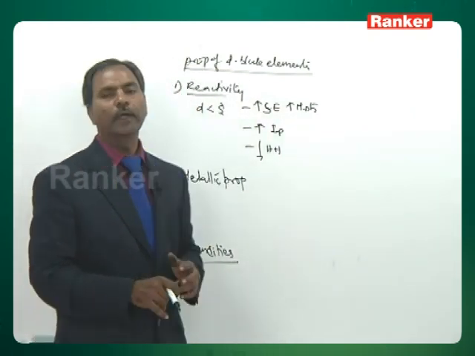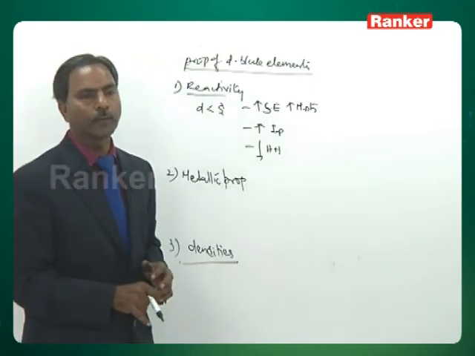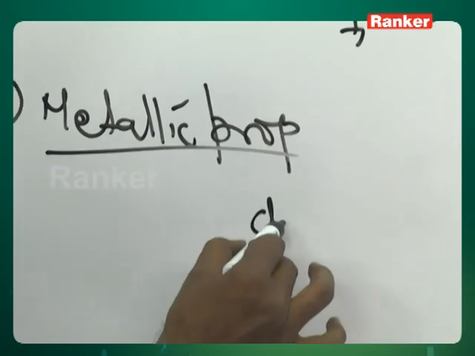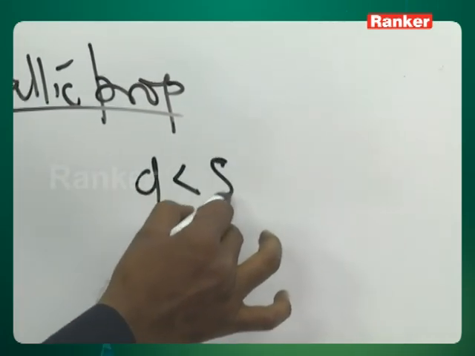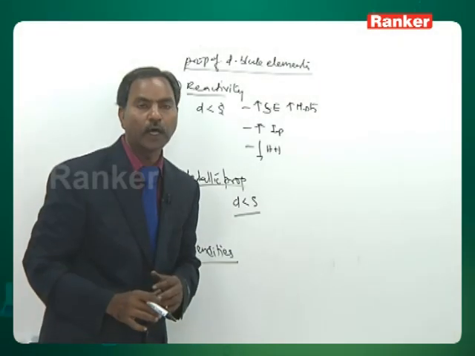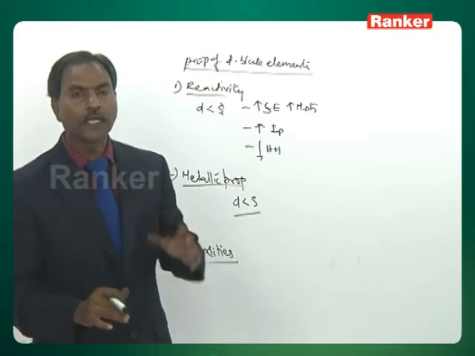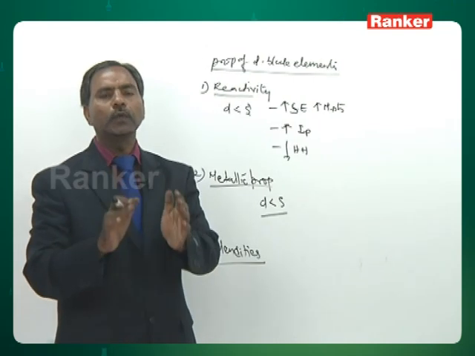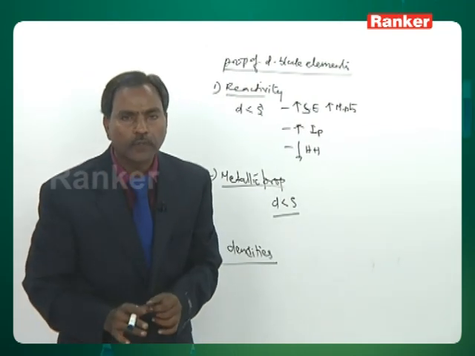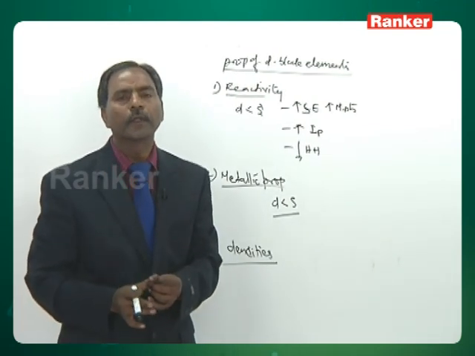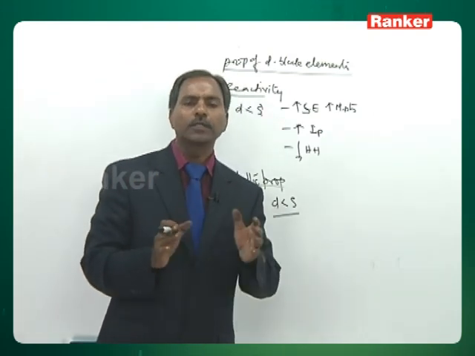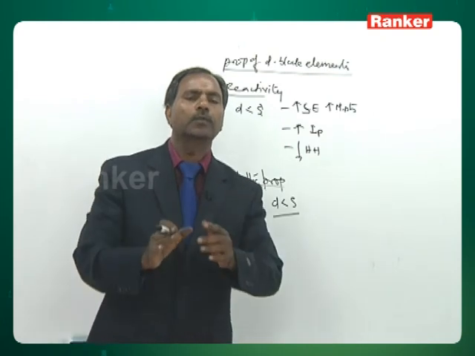Coming to metallic property. D block elements are less metallic than s block elements. Why less metallic? What is actually metallic property? The tendency to lose electrons, we call it the metallic property. So consider, among d and s block elements, which have the greater tendency to lose electrons.